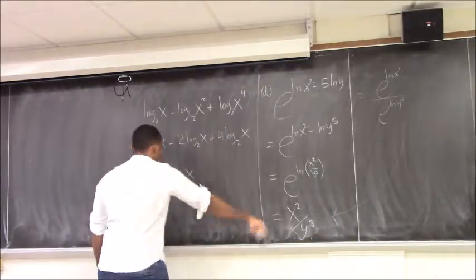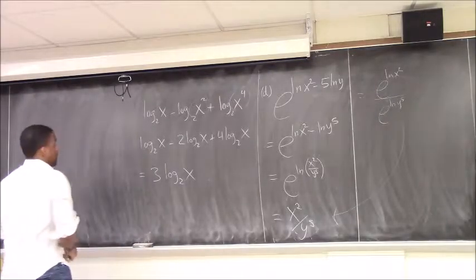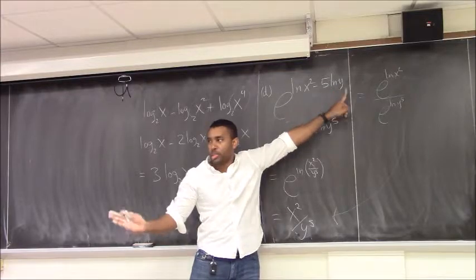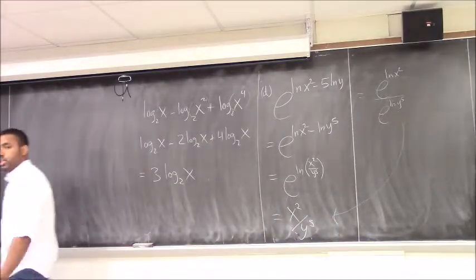So that simplifies to x squared over y to the fifth. Right? And we don't have to worry about division by 0 here, because 0 doesn't even work in the log in the first place. So the y wouldn't be 0.